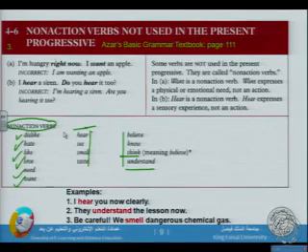Here we have some examples right here. I hear you now clearly. They understand the lesson now. Be careful. We smell dangerous chemical gas. Okay? So, as you can see, here, understand and smell. These are non-action verbs, which means they don't take the ing form. Is that clear? Hope so.